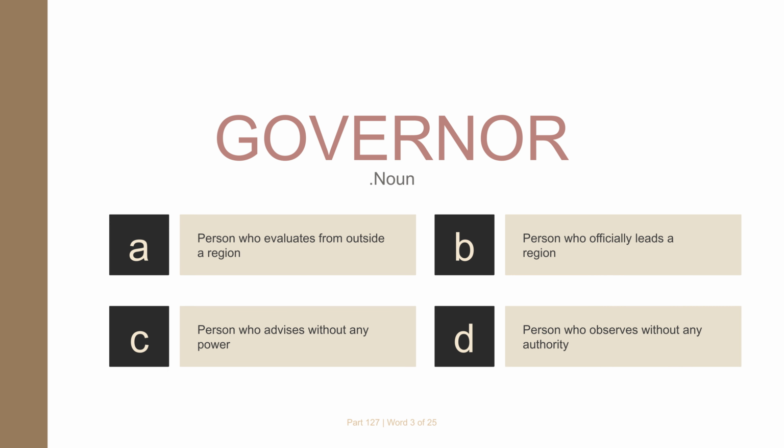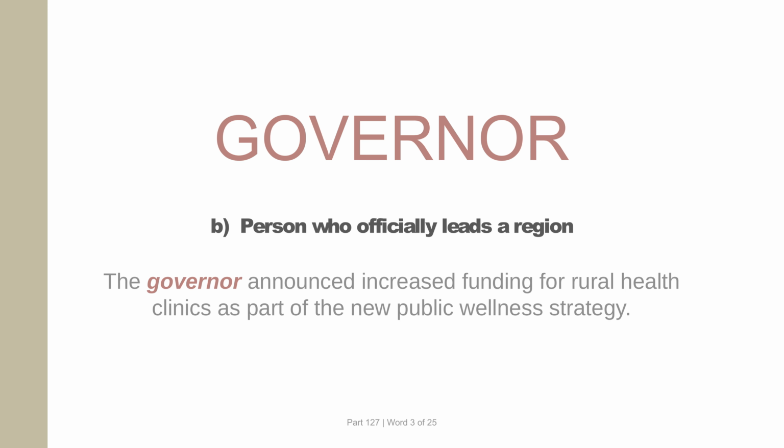Correct answer, Option B. The correct meaning of governor is person who officially leads a region. Example: the governor announced increased funding for rural health clinics as part of the new public wellness strategy.